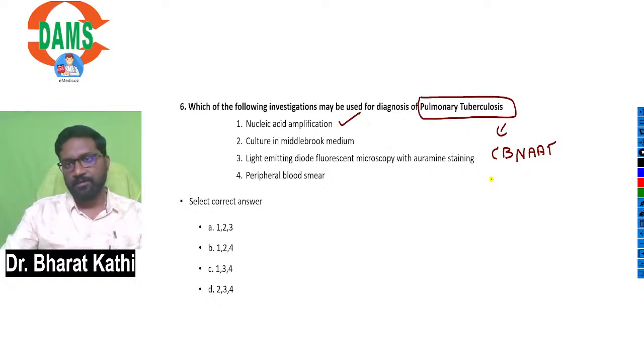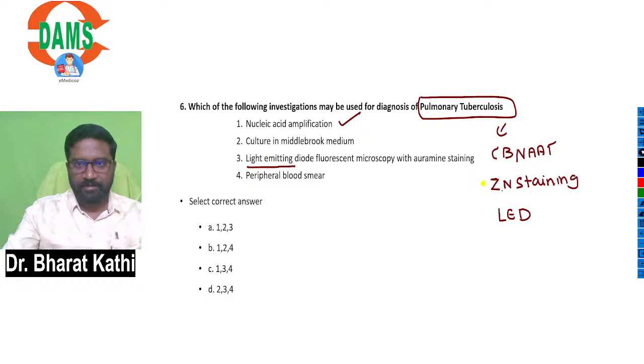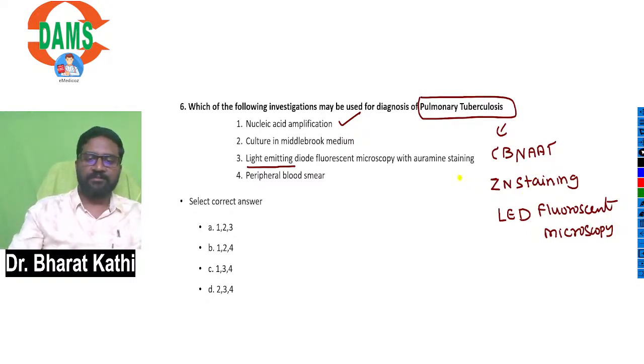Yes. We can use Zn staining conventional. An improvement of this Zn staining is LED, light emitting diode, fluorescent microscopy. In conventional Zn staining, we use only the stains to identify the organism. Here we use fluorescent stain. So from the black background, you can see fluorescent organisms present. This is also true. And culture in Middlebrook media, rarely done, but still it can be done.